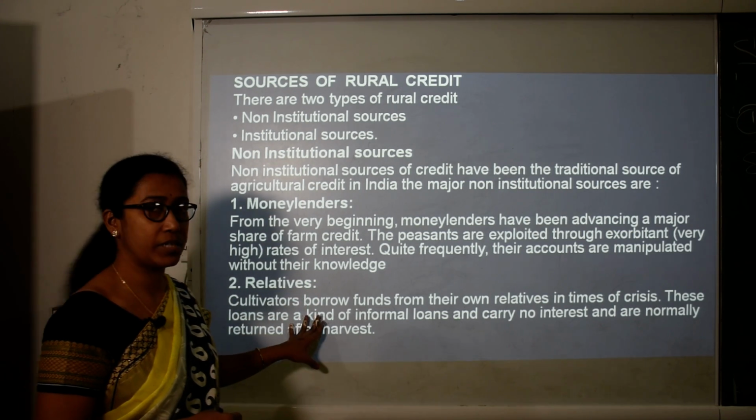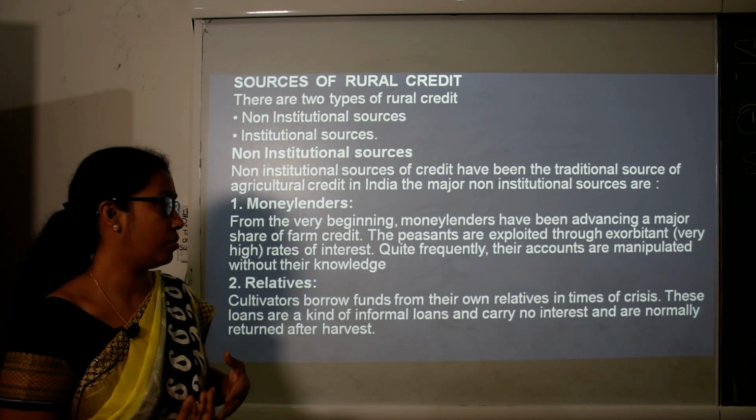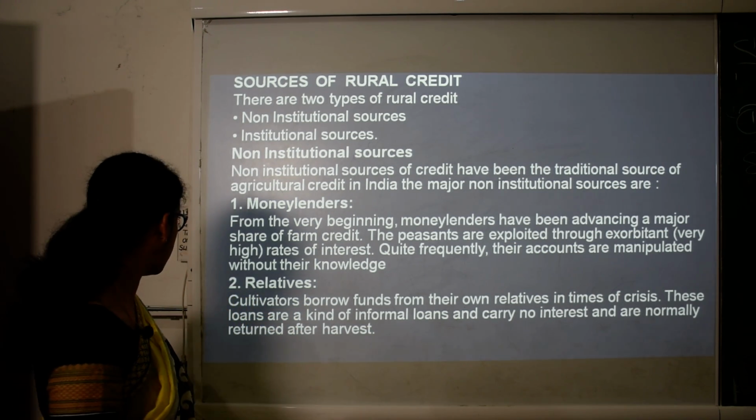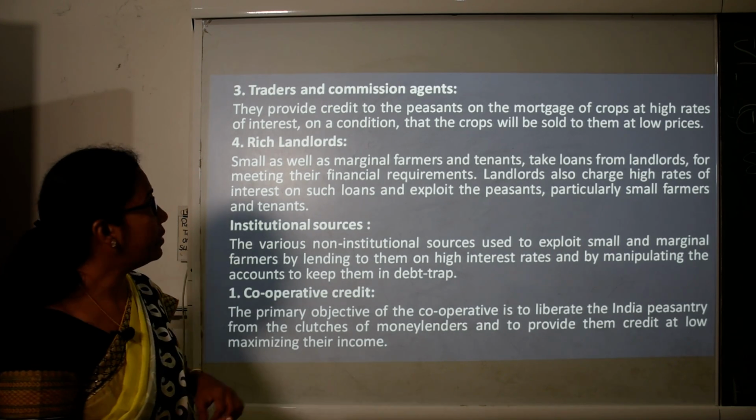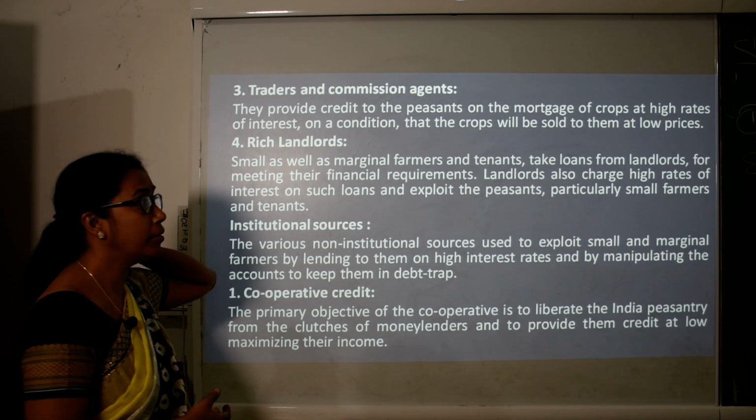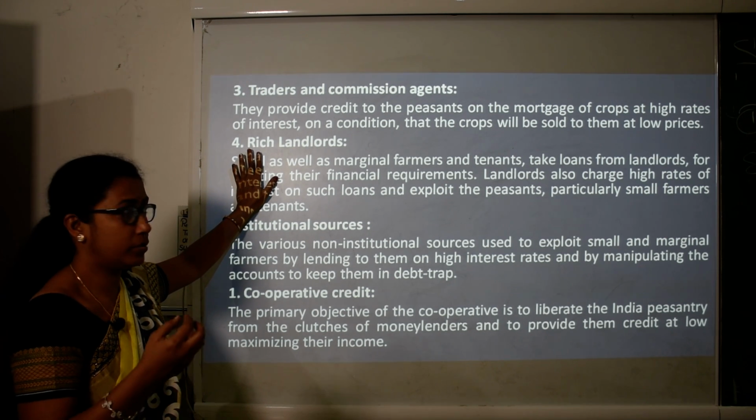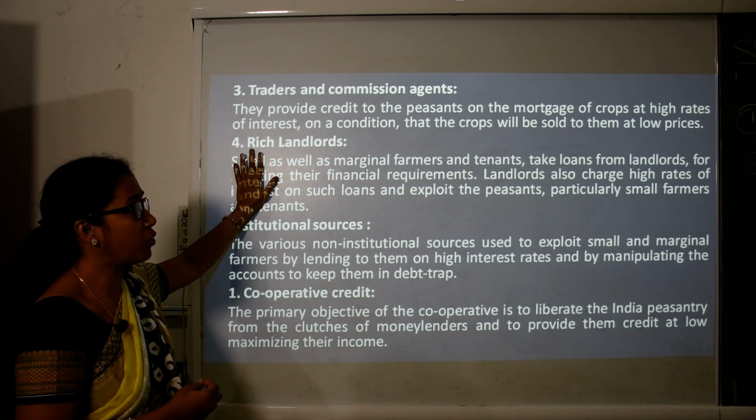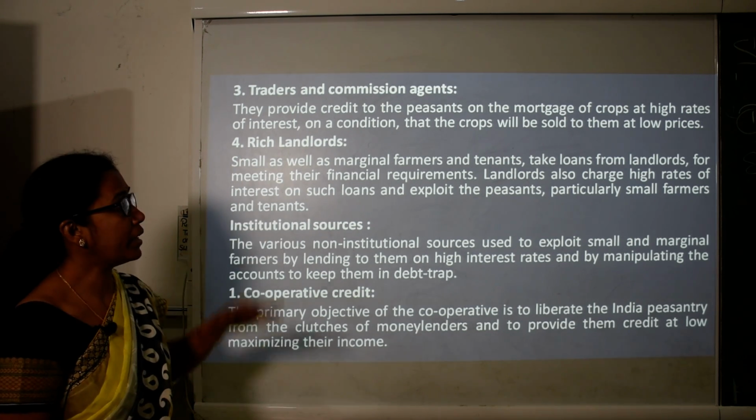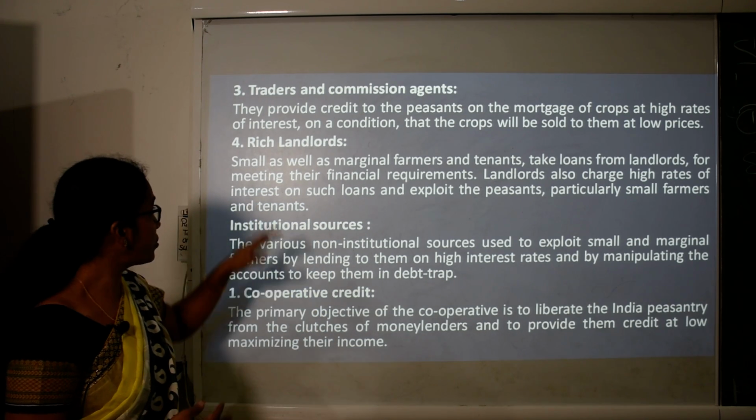Second can be relatives, that is they can borrow money from their relatives, nearby friends or family members at the time of crisis. Third can be traders and commission agents, or we can say the brokers, as they provide credit to the peasants on the mortgage of crops at high rates of interest, on a condition that the crops will be sold at very low prices, which is not a good idea.